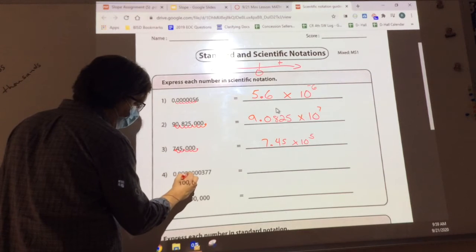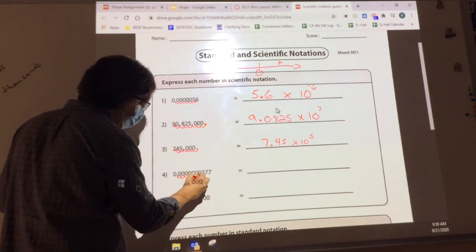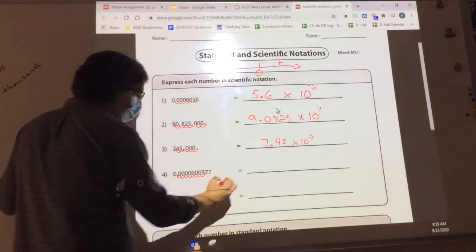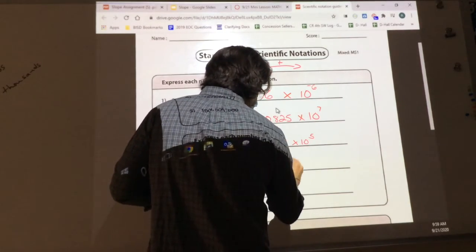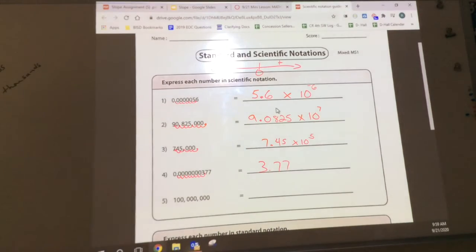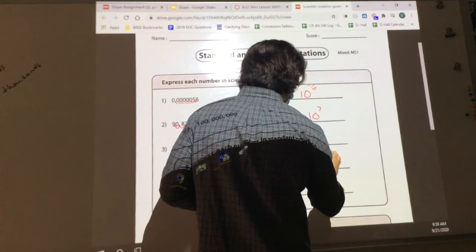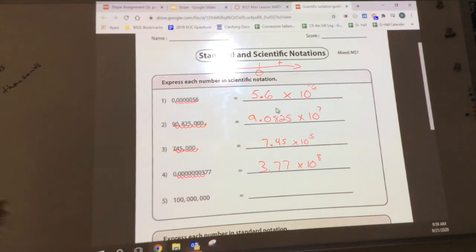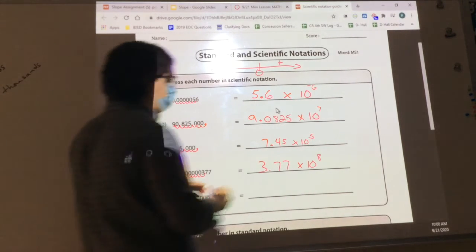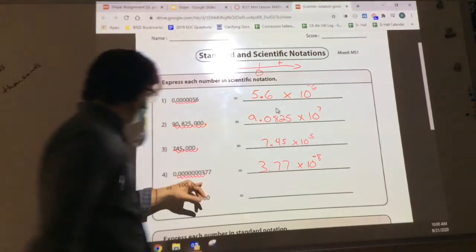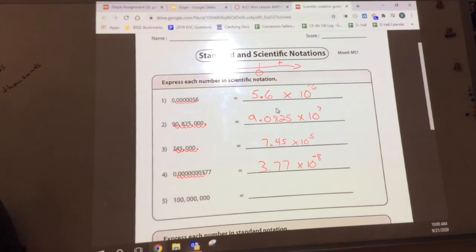1, 2, 3, 4, 5, 6, 7, 8. So now I've got 3.77. We all okay with why I have a 3.77? Okay, that's going to be times 10 to the what exponent? And what did I forget to put on my exponent? What do I have to have and why? I have to have a negative because it's a really small number, and the zeros are all to the left of it.